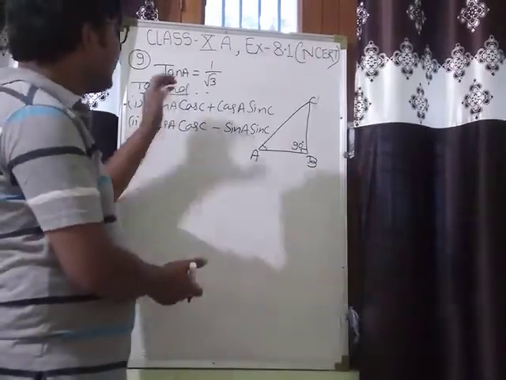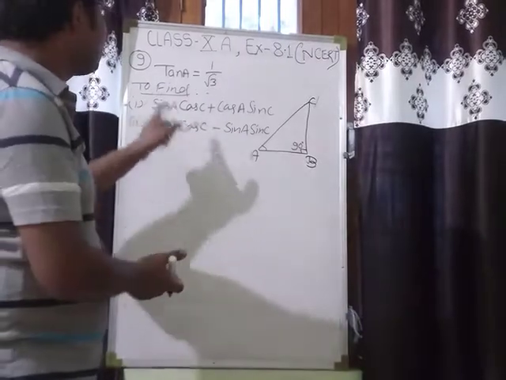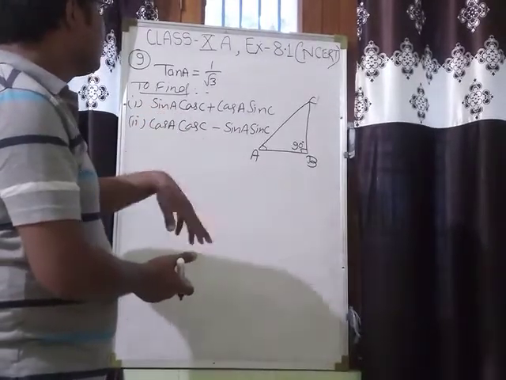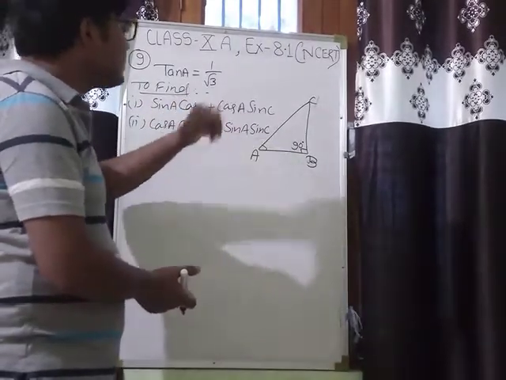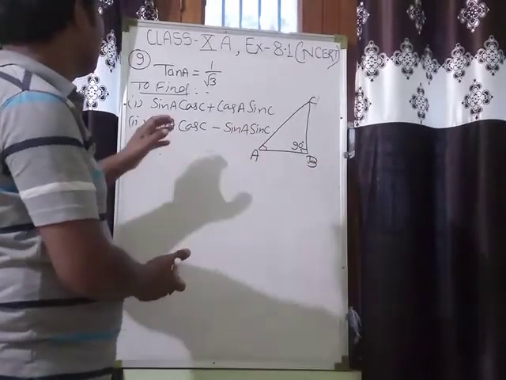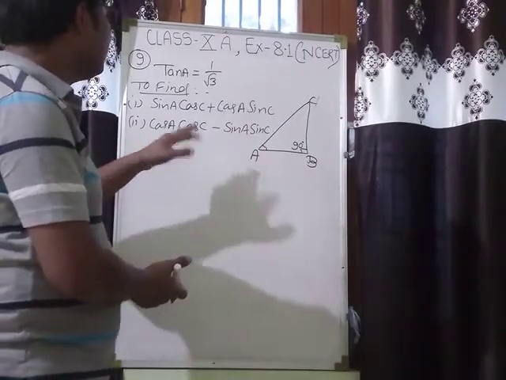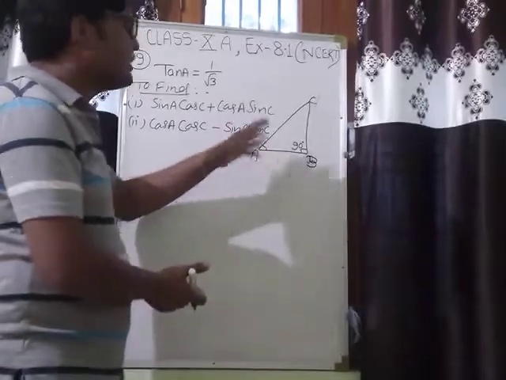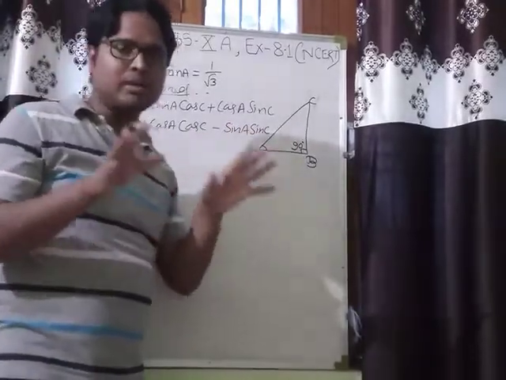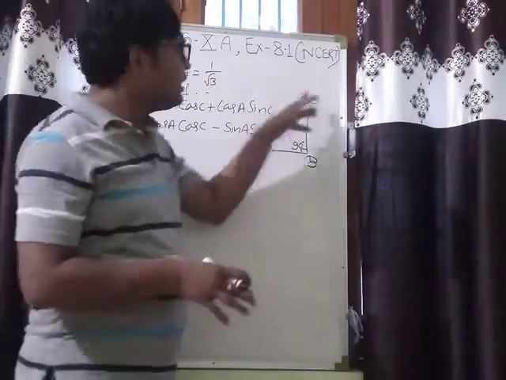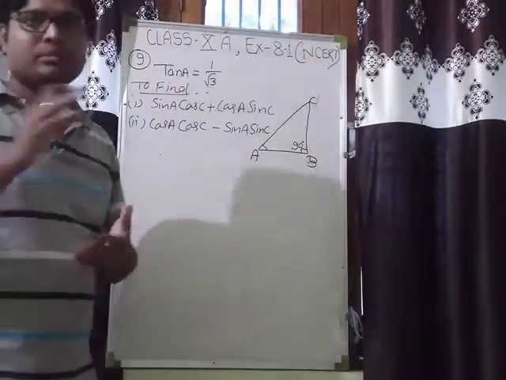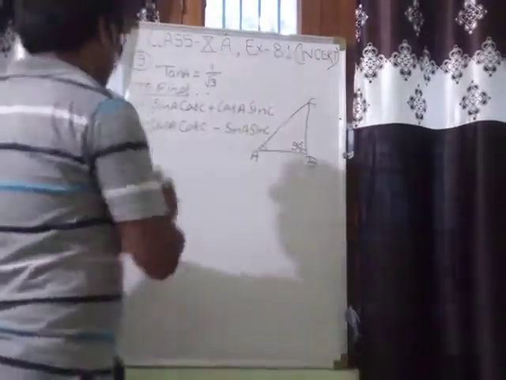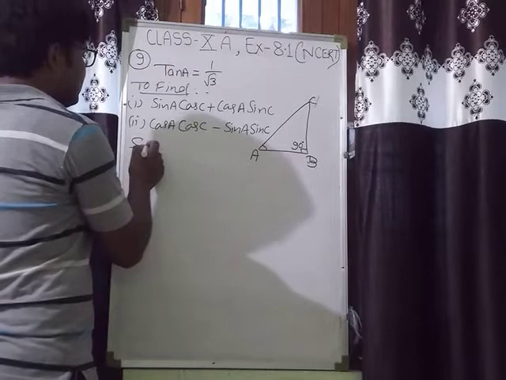Clearly, for finding these values, we have to find sin A, cos C, cos A, sin C. We want to find the values for angle A and angle C for sin and cos. Okay, so I am going to solve this.